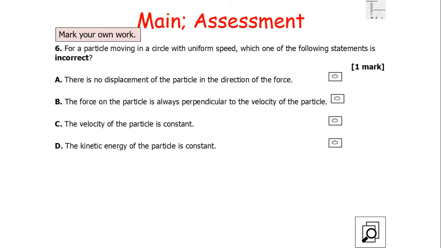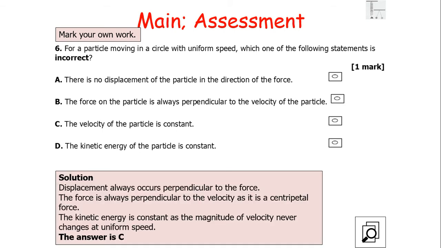Number 6. For a particle moving in a circle with uniform speed, which of the following statements is incorrect? Well, the incorrect statement is going to be C, because displacement always occurs perpendicular to the force, because the centripetal force always acts towards the center of a circle. The force is always perpendicular to the velocity, as is the centripetal force, and the kinetic energy is constant, as the magnitude of velocity never changes at uniform speed.